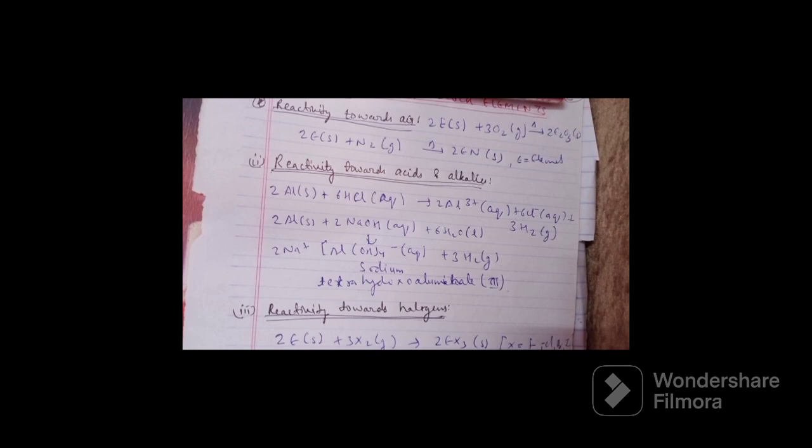The numerical is as follows. The question is: white fumes appear around the bottle of anhydrous aluminium chloride. Give a reason. So you have to give the reasons about the question that has been asked. So here we go to see.